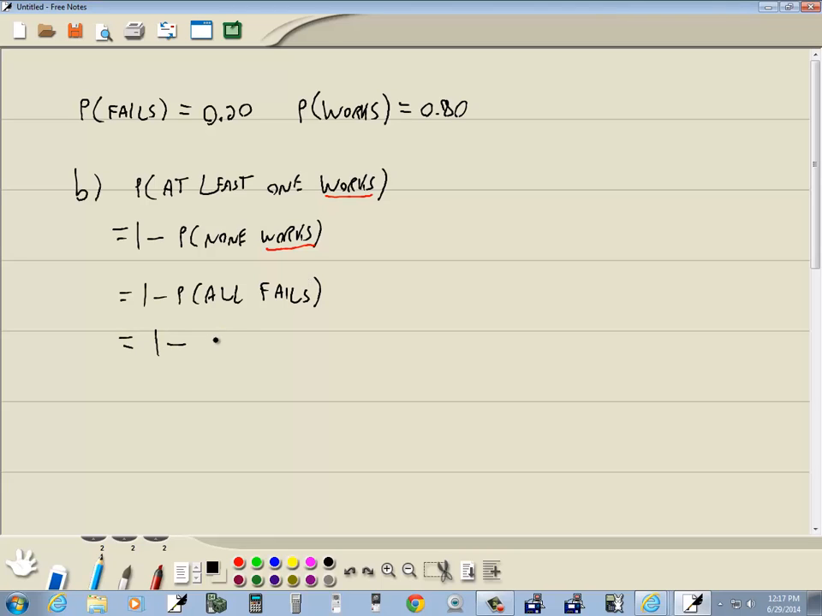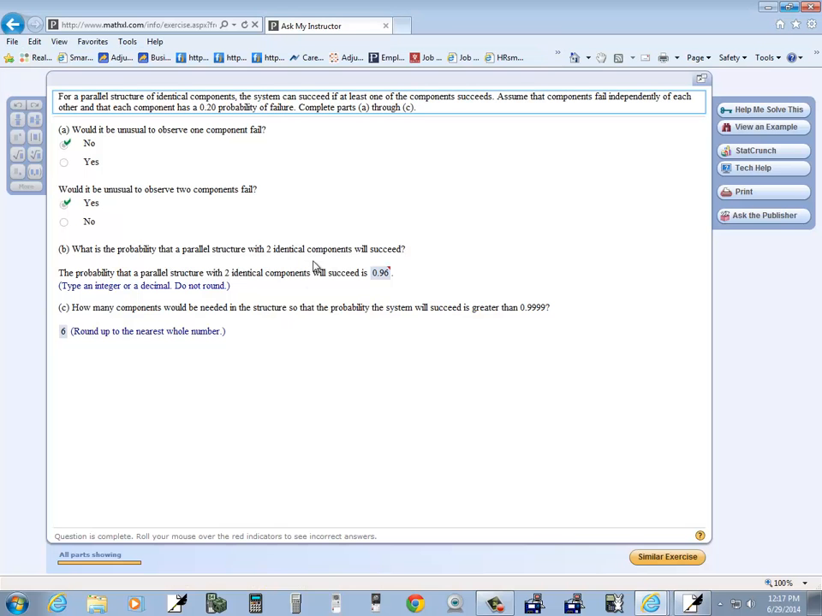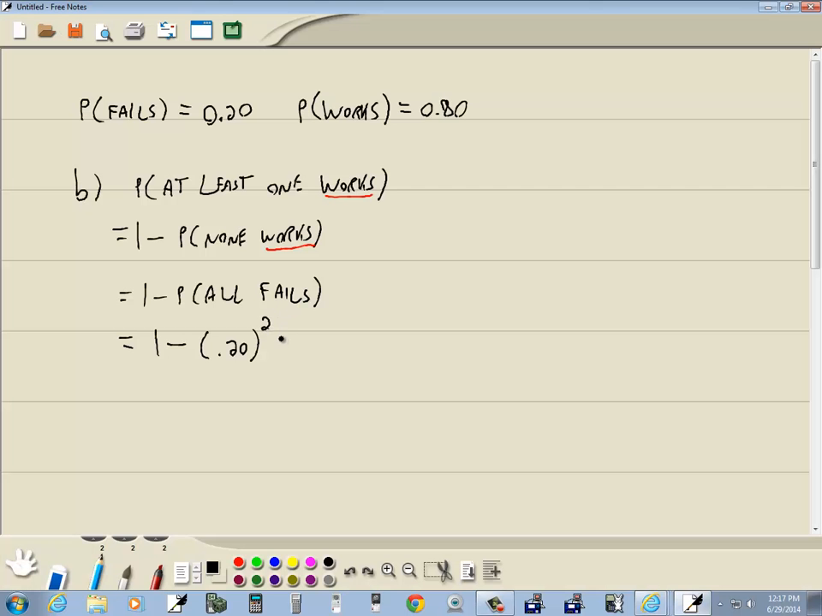Then we got 1 minus. Probability it's going to fail is 0.20. And the power comes from how many we're talking about. And they say two identical components. So we'll put a 2 here. And I'll plug that in my calculator. And I get 0.96.